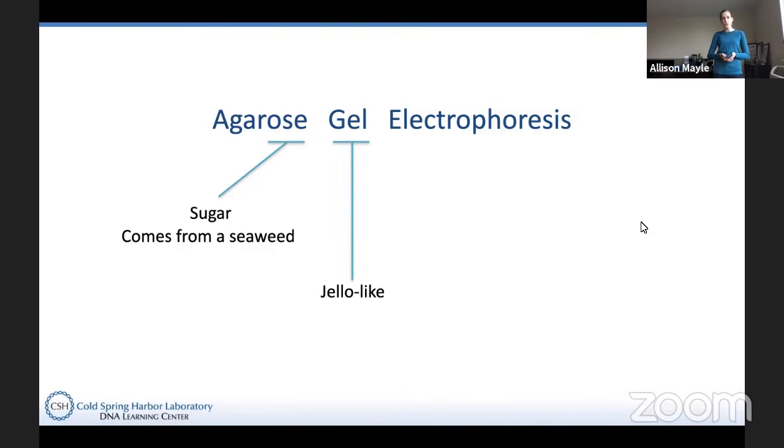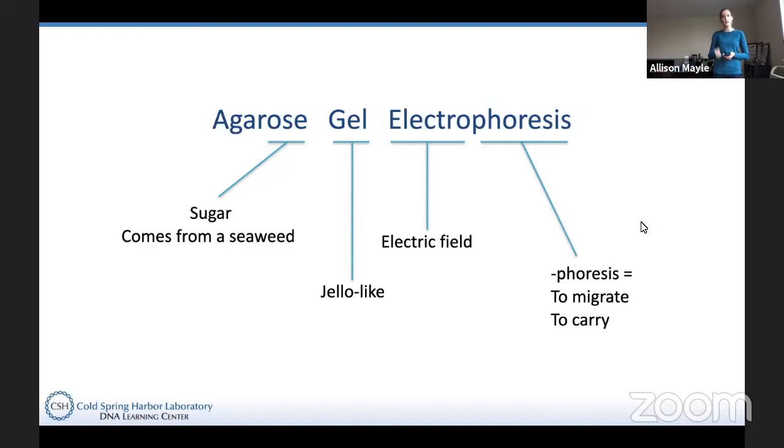Okay, so the first part of that word, electro, you probably think sounds like electricity. And that's exactly right. So this just means we're going to apply an electric field. All right, so we're going to use electricity. Now the part that says phoresis, that one's a little bit trickier. It's not as common in English, but what it means when you have the ending phoresis at the end of a word is to migrate or to carry. So we're going to use electricity to migrate something through our jello-like gel that's made out of seaweed sugar.